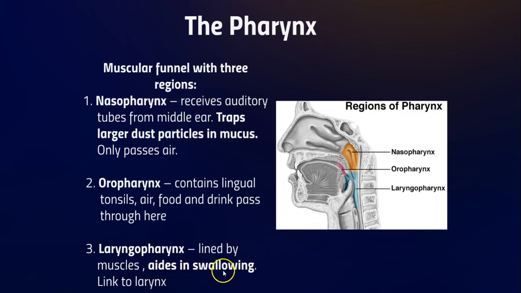So the secondary role you can see in here is that it aids in swallowing. So the 2 functions of the pharynx are that it traps larger dust particles in the mucus that weren't able to be picked up by hairs or saliva, and then it aids you in swallowing.